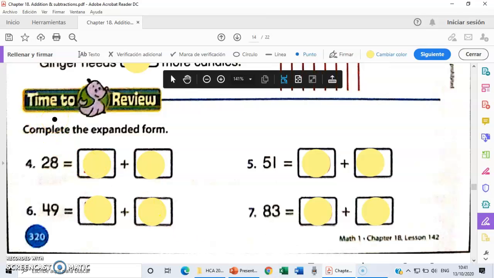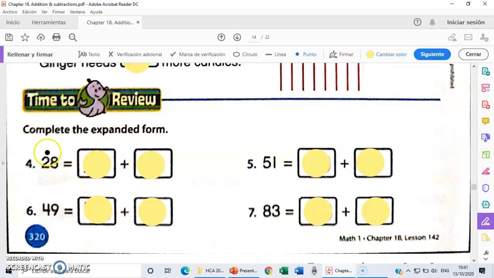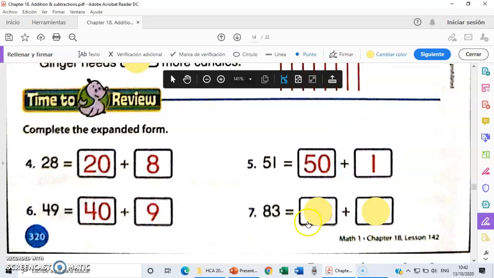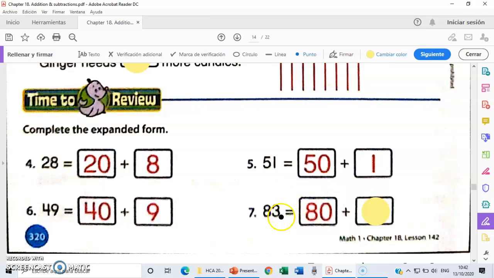Maybe you want to take the time to review. Just complete the expanded form. Remember, when you got 28, you start with the tens and you say 20 plus 8. That's the expanded form. And you got 49. So you start with 40 plus 9. Here you have 51. So you say 50 plus 1. You start with tens and then the ones. So here you got 80. Good job. And the ones, 3.